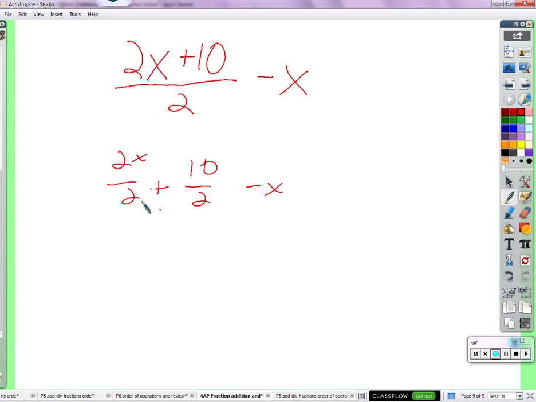So to write this is the same as to write these two fractions. Now what's 10 divided by 2? 5. So we have 5 minus x. What's 2x divided by 2? X. Just x. There's 2 x's, I have half of that, that's just 1 x. What do you see there? X plus 5 minus x. What's X minus X? 0.